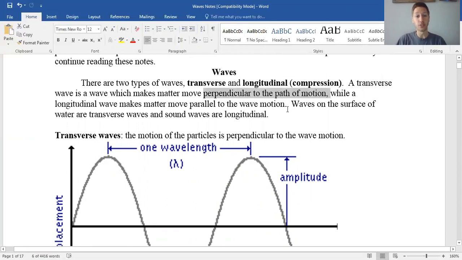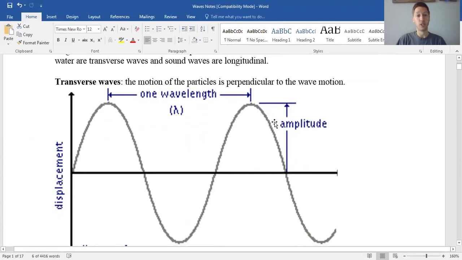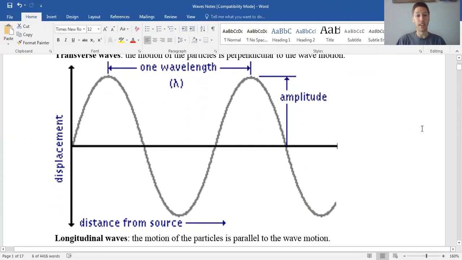So when you think about a transverse wave, it's going to make the matter move up and down as it goes through. So again, here's your typical wave that you think of when you think of a transverse wave. The wave's going through it, and the matter goes up and down, up and down.